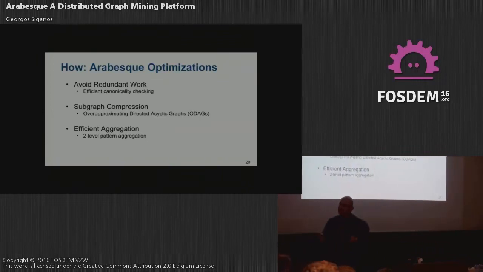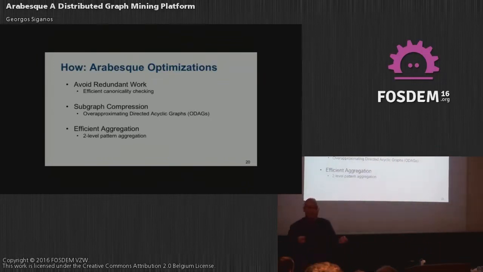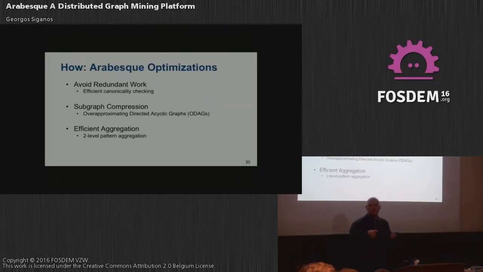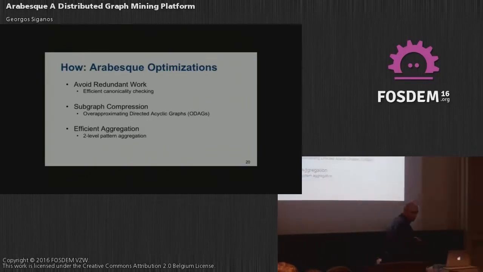So basically, what is this? You have an embedding, and you want to know to what pattern it corresponds in order to be able to do the counting, etc. This is a very expensive operation because it involves isomorphism. And we managed to solve this in a very nice way, very fast. So I'll explain later.